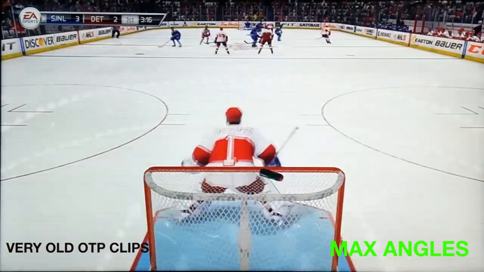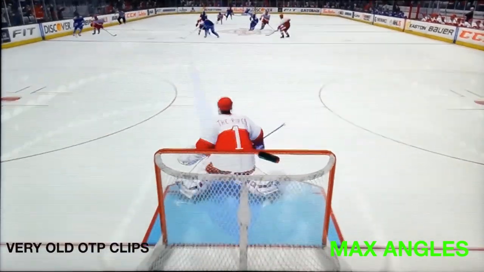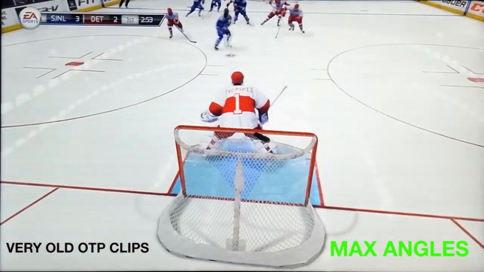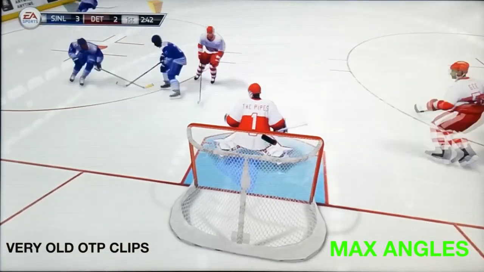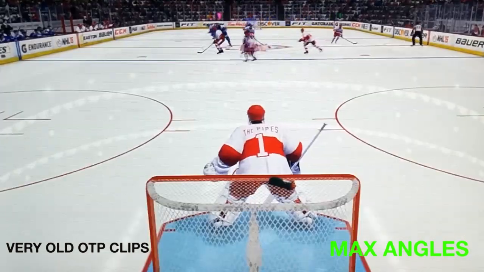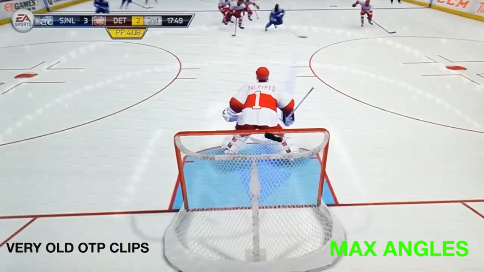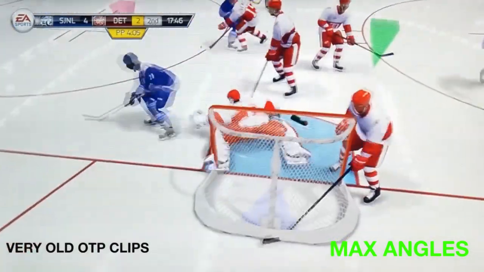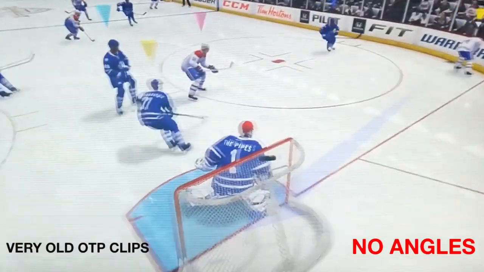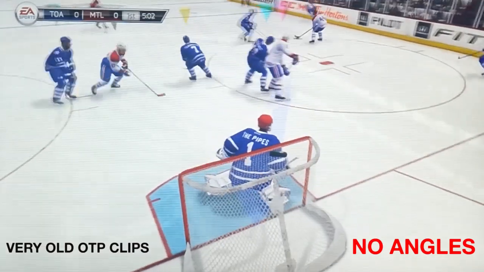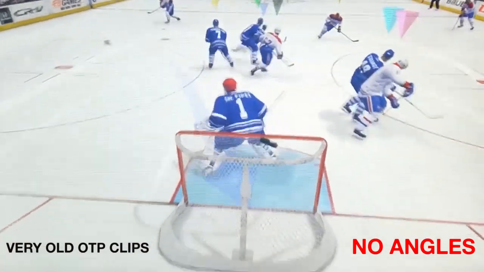And the only reason I'm going to say that and not say that angles doesn't do anything, which I really think it doesn't, is because of that one clip where my goalie with no angles refused to track the puck. Now, that could be due to how slow that session was in my black jersey. I don't know what was going on with that.